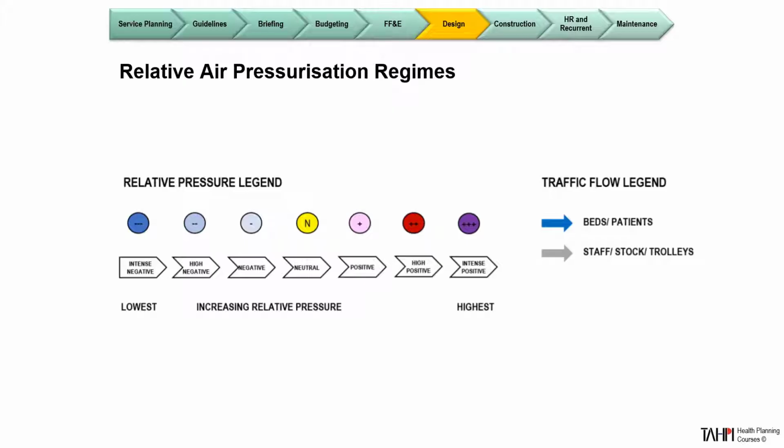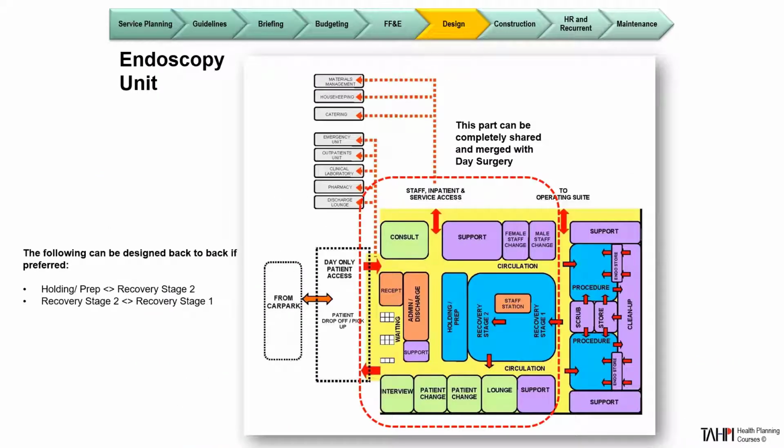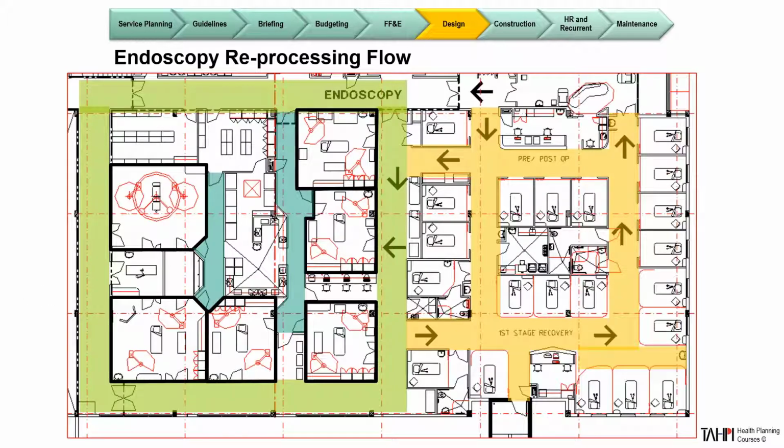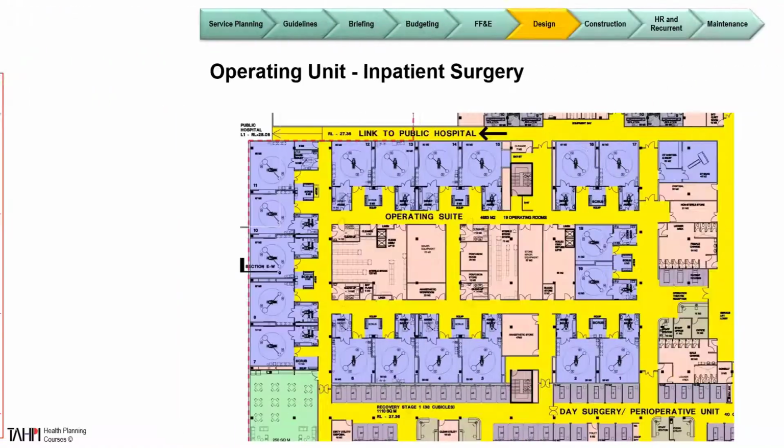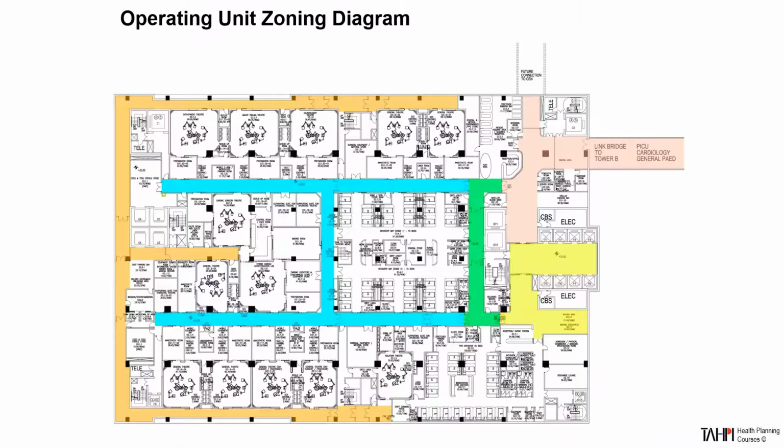We cover air pressurization regimes between the different rooms, including 8 permutations of the key rooms that make up the suite. We also cover endoscopy and its relationship with integrated surgery. We provide many examples such as this, which is a combination of day surgery and endoscopy, including all the flows, for example, for reprocessing. We provide many realistic examples of inpatient surgery back-to-back with day surgery.